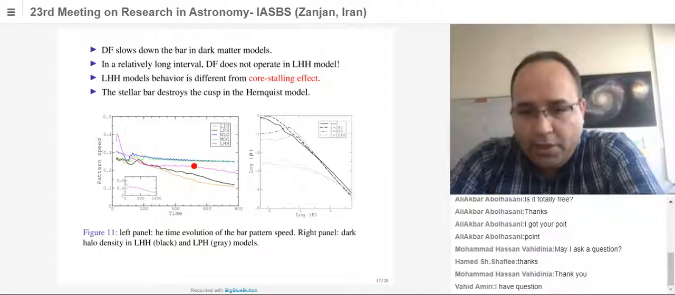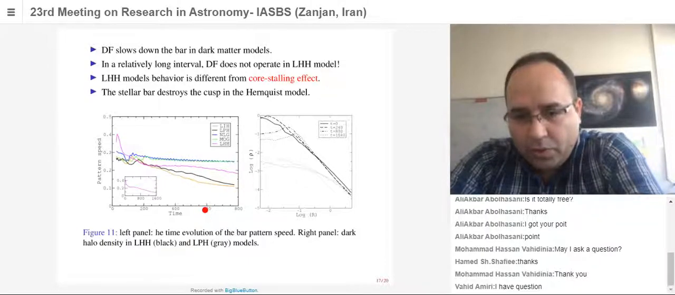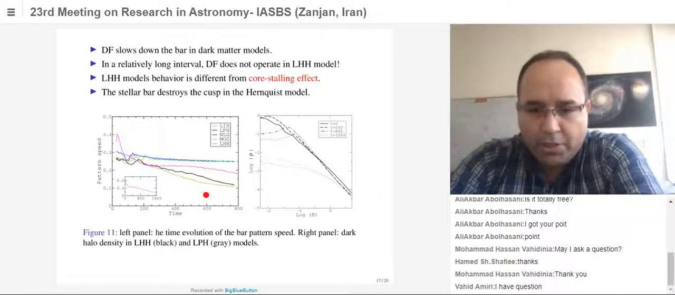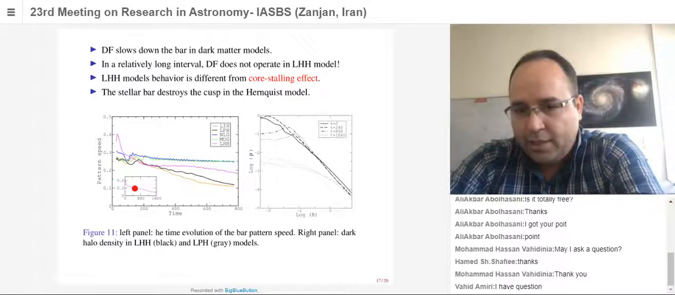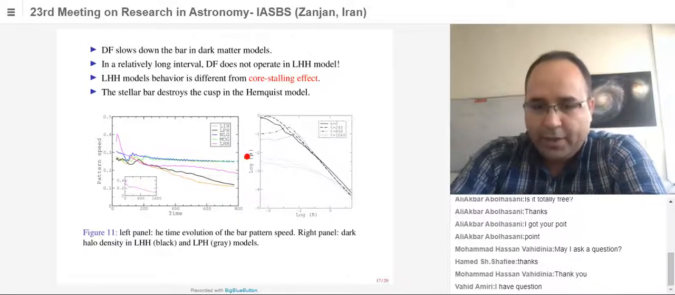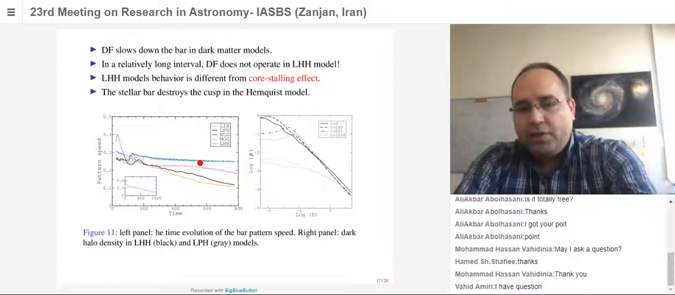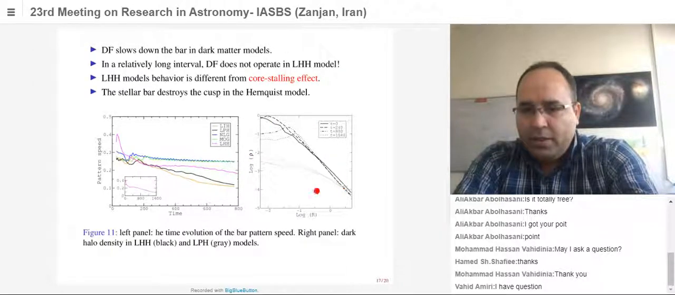But as you see here in the Hernquist model, each time unit in our simulations indicates 10 megayears. And after this time, 600 units, we see that the pattern speed starts to decline. Here in this zoom panel, you see clearly that eventually dynamical friction gets important also for Hernquist model. It's very interesting that, as you remember, we have a cusp here, and in this panel, we have plotted the density of the halo with time.